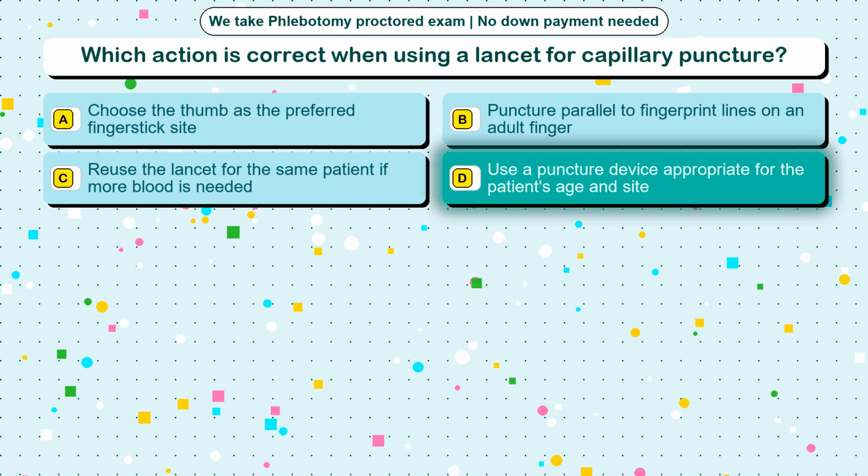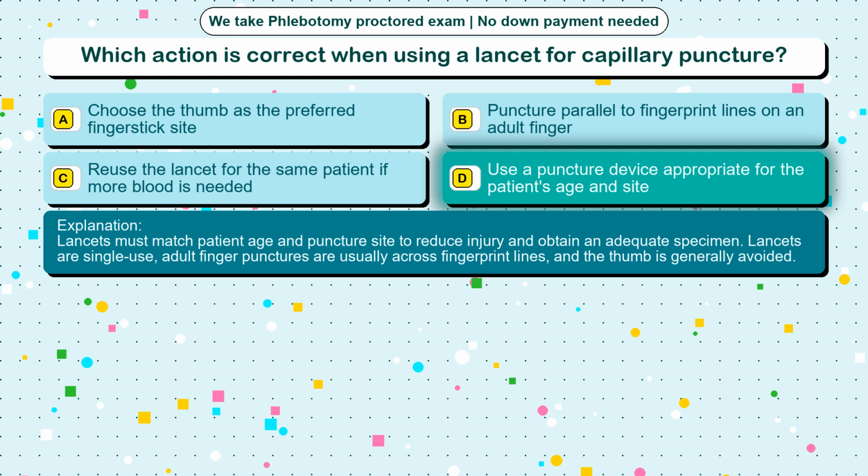The correct answer is option D. Use a puncture device appropriate for the patient's age and site. Lancets must match patient age and puncture site to reduce injury and obtain an adequate specimen. Lancets are single-use, adult finger punctures are usually across fingerprint lines, and the thumb is generally avoided.